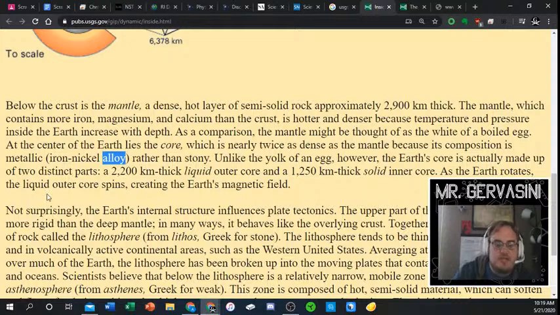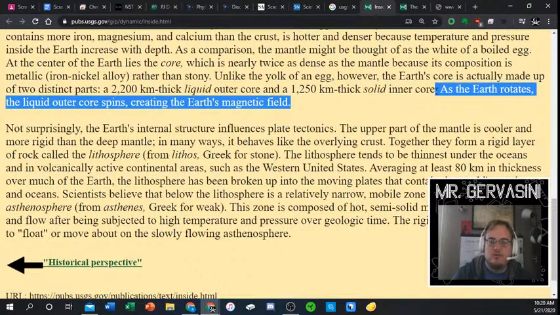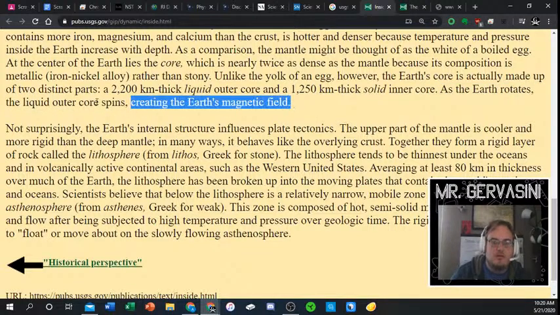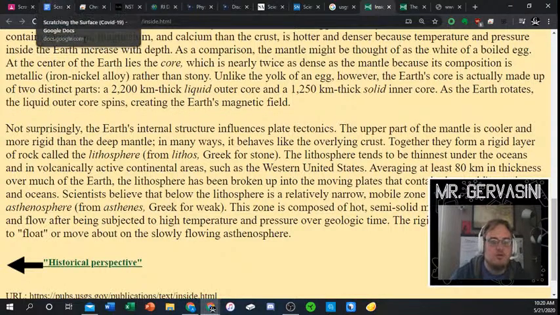As the Earth rotates, the liquid outer core spins, creating the Earth's magnetic field. So it's getting into the magnetic field. That's something we could maybe add in for an other. So as the Earth rotates, the liquid outer core spins. Maybe we could use this for the outer core, because it's mentioning the outer core.